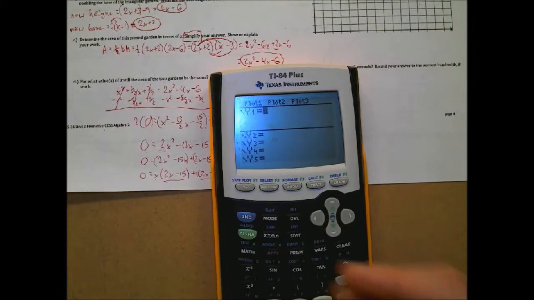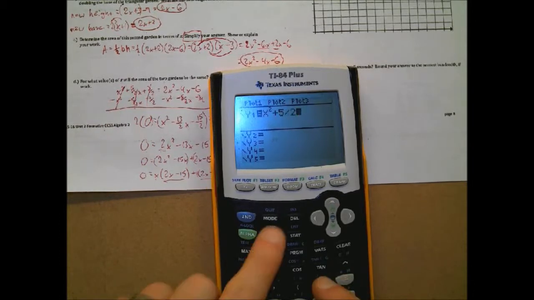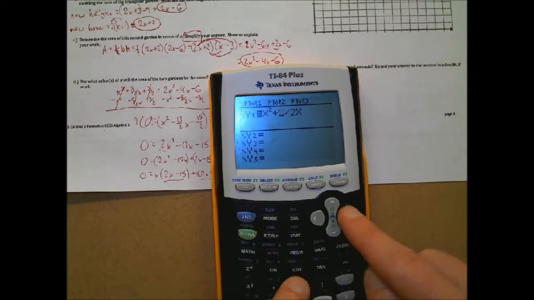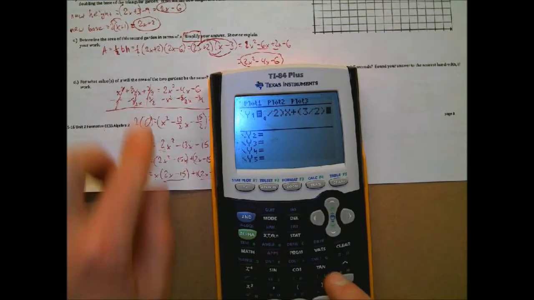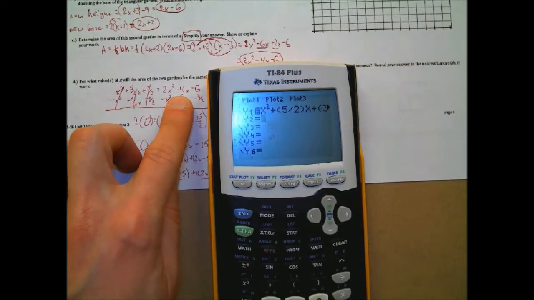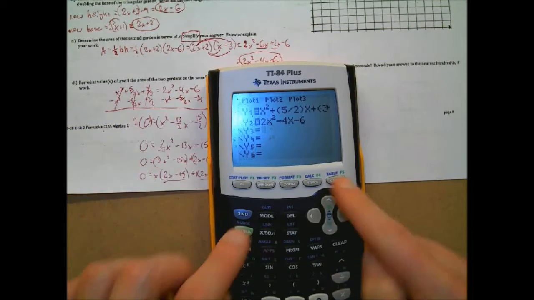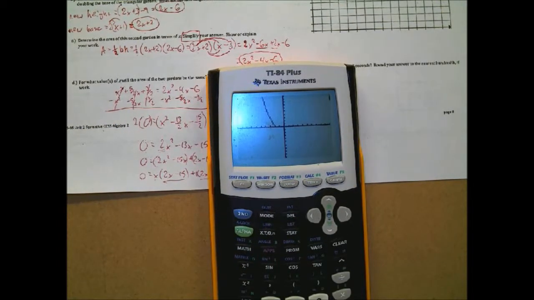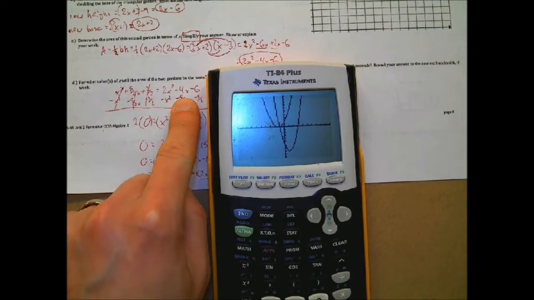Right, so let me show you. We'll just graph this left-hand side here. I should put parentheses on my fractions. Okay. There's the left-hand side, x squared plus 5 halves, x plus 3 halves. And I'll do the right-hand side, 2x squared minus 4x minus, okay. Graph it. There's the left side. There's the right side.